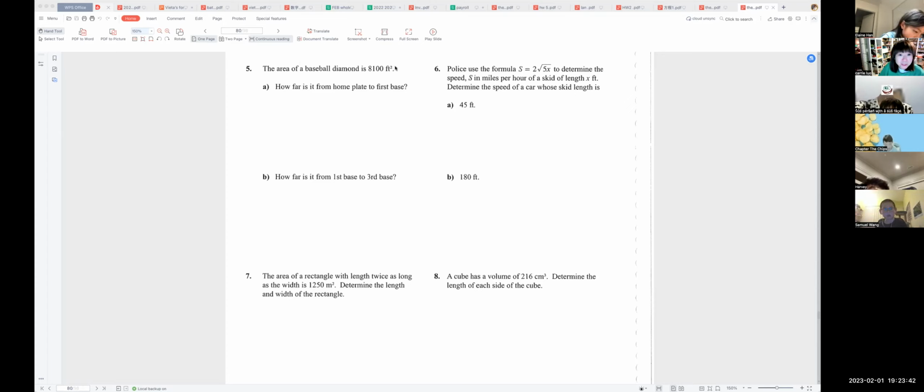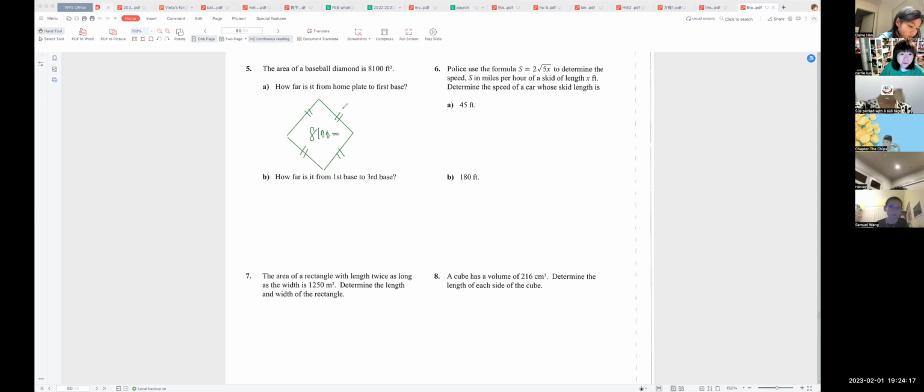The area of a baseball diamond is 8,100 square feet. How far is it from home plate to the first base? So first of all, I need to explain what a baseball diamond is. So this is the baseball diamond court, okay? Each of the lines is actually the same, but it's not a square, it's a diamond shape. So we know this one equals 8,100.